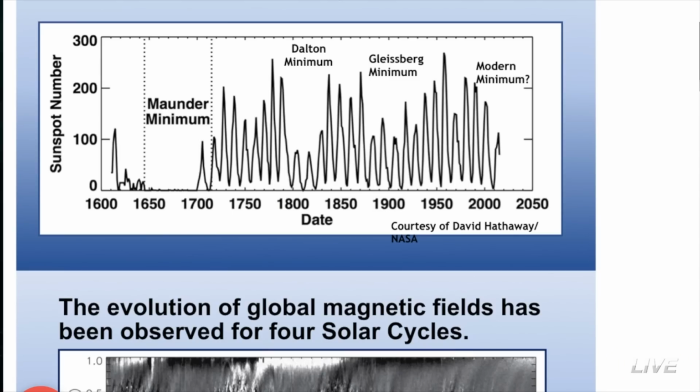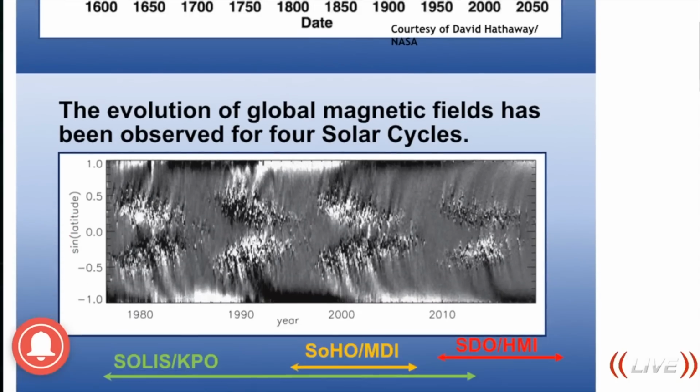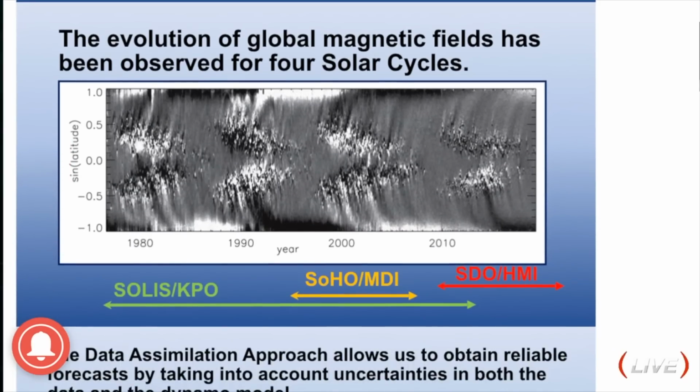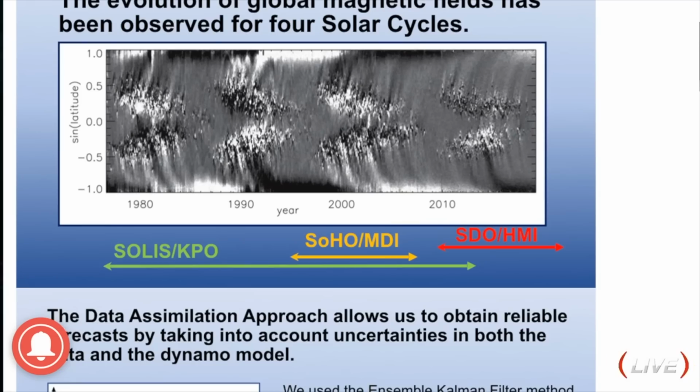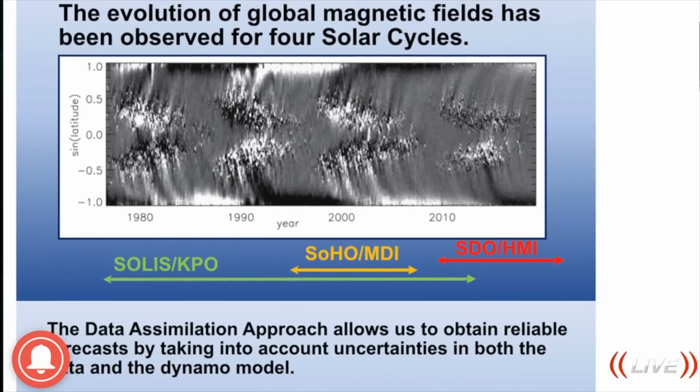And this paper talks about it. This presentation talks about it. The evolution of global magnetic fields has been observed for 4 solar cycles. Here we have the butterfly diagrams. We've all seen these before. Notice how visually weaker they appear, not just in strength and intensity of image here, but smaller wings. If this is called the butterfly graph, I'm saying the wings look a lot smaller than the 2000, 1990, and the 1980 era.